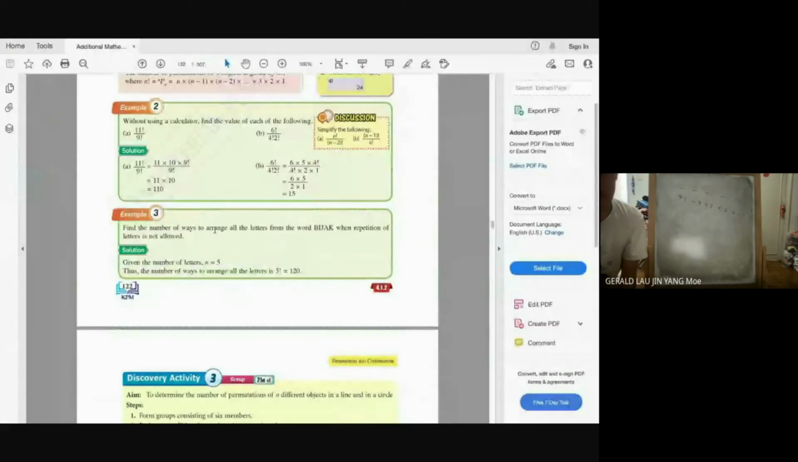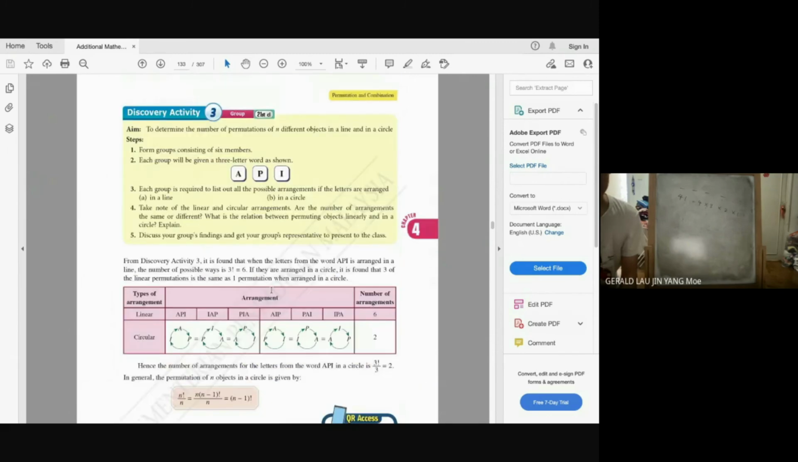Find the number of ways to arrange all the letters from the word bijak when repetition of letters is not allowed. So you cannot repeat. That means you have 5 spaces, so 5 ways. So 5 factorial will be 120, because 5 times 4 times 3 times 2 times 1.